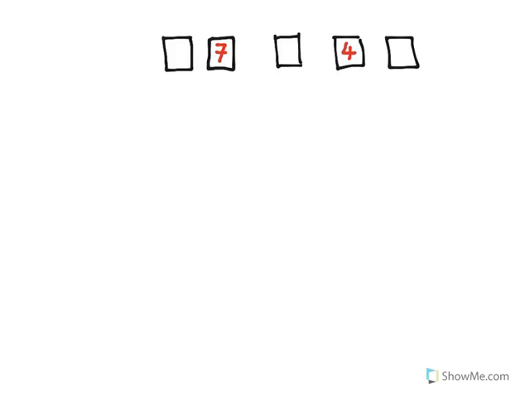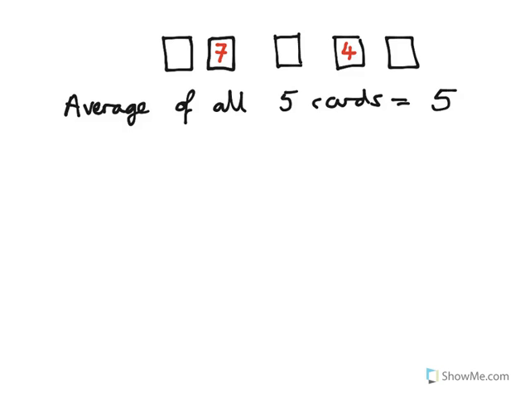Here are 5 cards that have been upturned and 3 of the cards are still unturned. And the question is, what could these 3 cards that haven't been shown yet have for numbers if we find out that the average of all 5 cards equals 5. Well, what do we know?